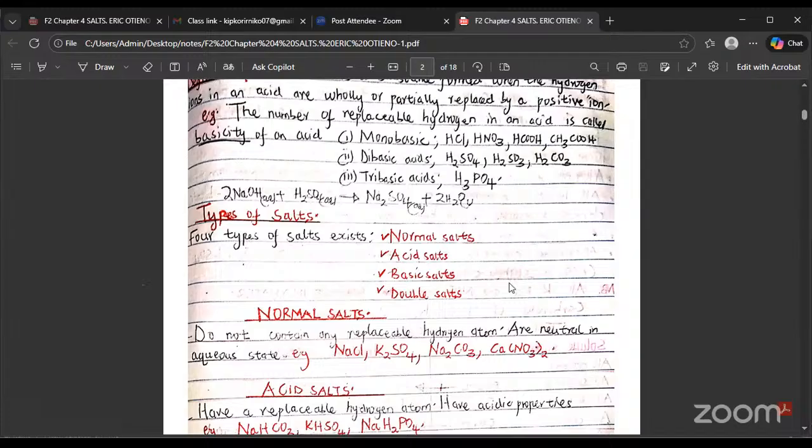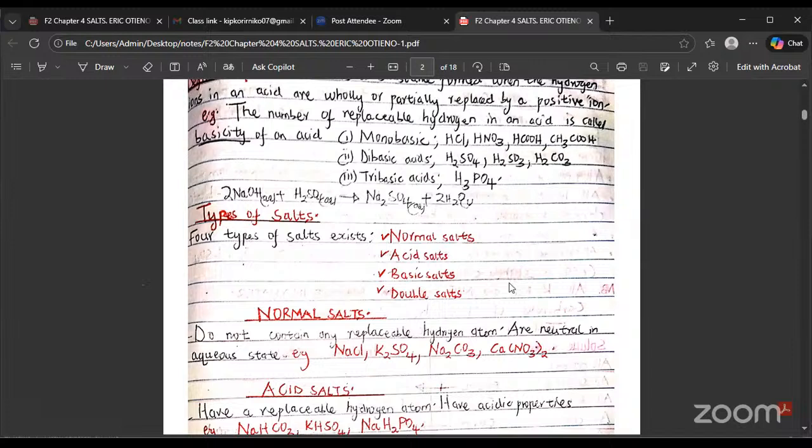So we have normal salts, acid salts, basic salts, and double salts. The double salts are normally a little bit complicated. We'll talk about that one, and we give it another name. I normally give double salts another name. But before we give it another name, let us go to the normal salts.